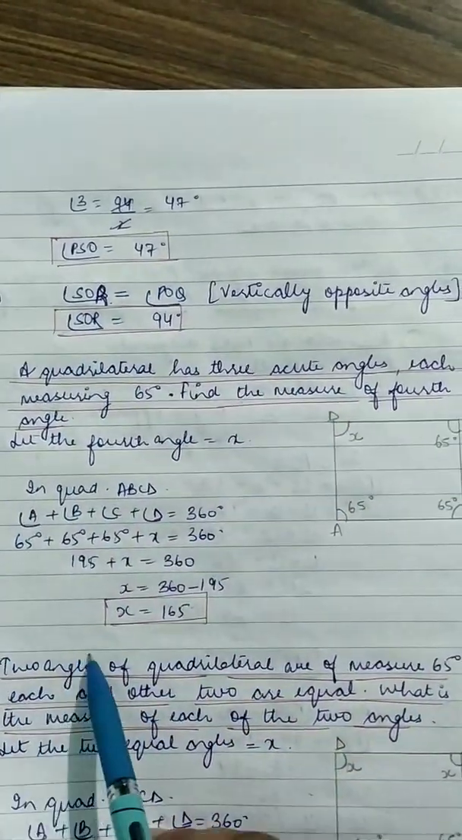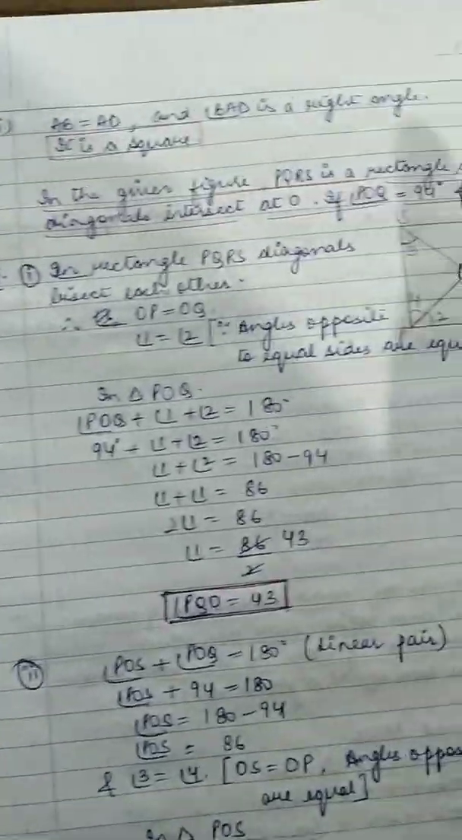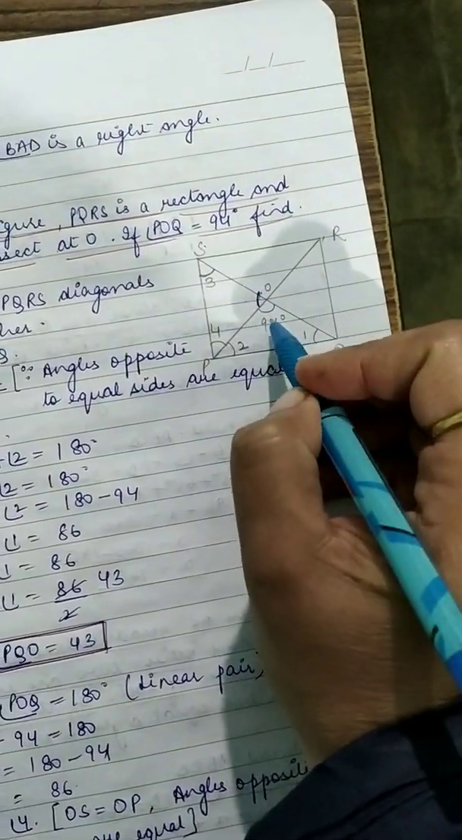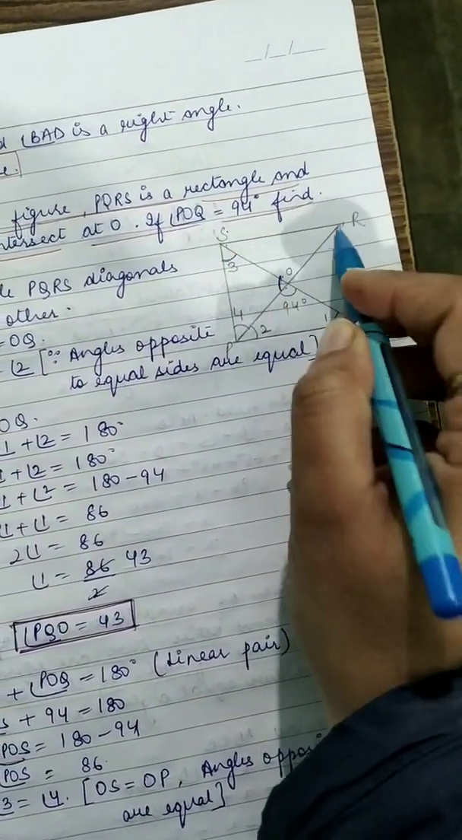Third part is to calculate angle SOR. Now children, SOR is opposite to this 94. So SOR is equal to 94, vertically opposite angle.